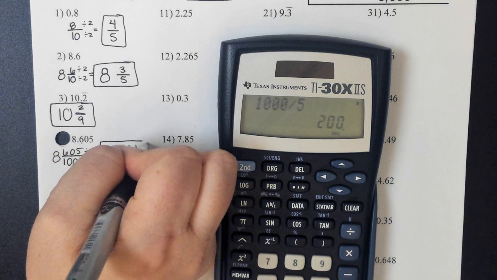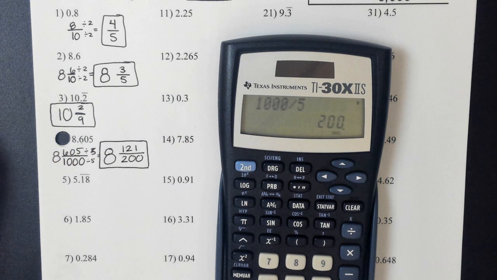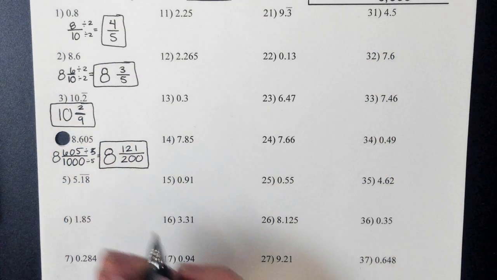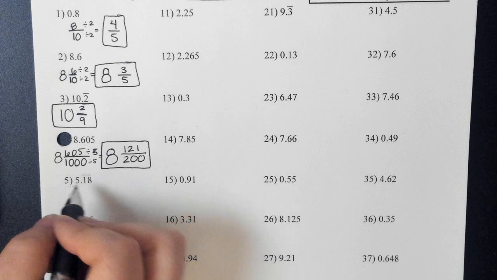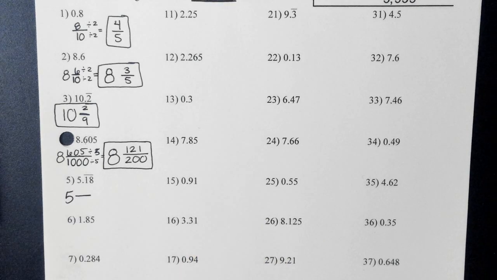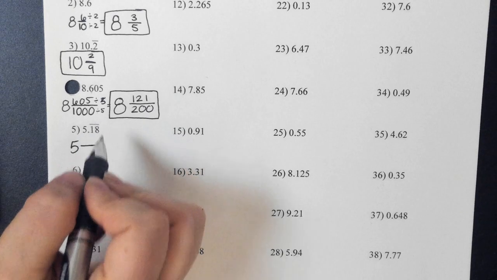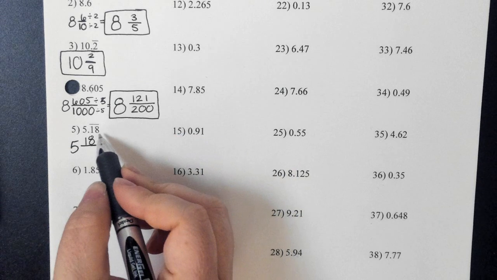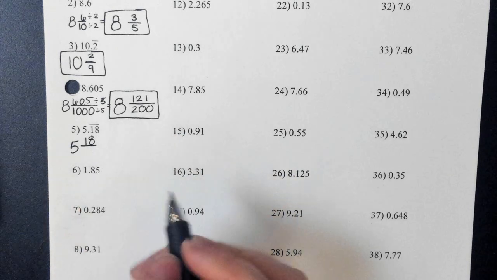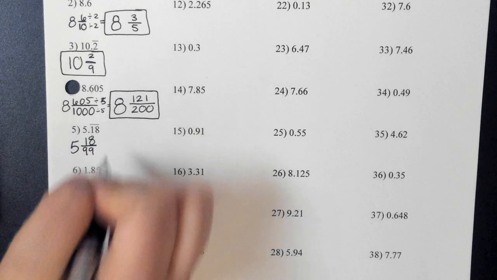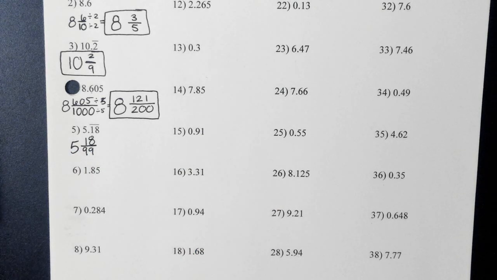All right, again, a lot of us can probably do the division in our head. You don't have to use the calculator, but you can as long as you write down your math. All right, number 5. So I have 5 in front of the decimal, so I'm putting 5 in front of the fraction. 18 with a bar is behind the decimal, so I'm going to put 18 on top. There are 2 numbers after the decimal, so I'm putting 2 nines. Okay. 5 and 18 ninths.